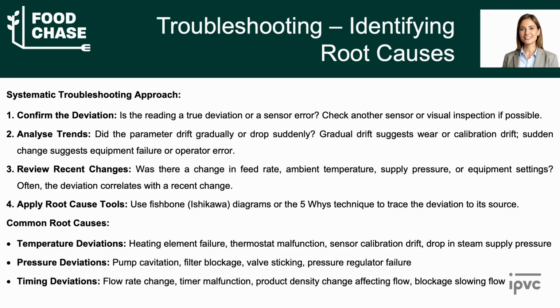For more complex deviations, we use structured methods like fishbone diagrams, drawing branches for different categories like equipment, people, materials, environment, and listing potential causes under each branch. Or we use the 5 whys. If the temperature is low, why? Maybe because heat supply is low. Why is heat supply low? Maybe the steam pressure is low. Why is steam pressure low? And so on, until we reach the root cause.